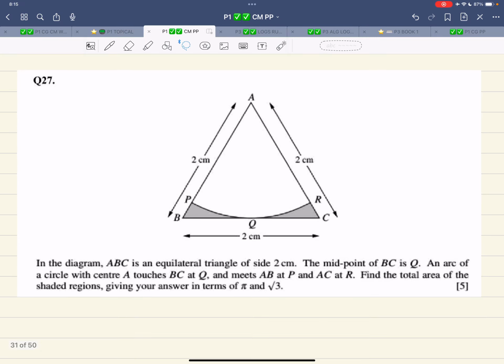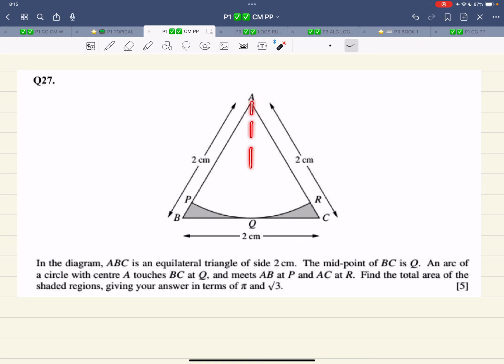Now it says in the diagram, ABC is an equilateral triangle of side 2. So this is 2, this is 2, this is 2, this is 60, 60, 60. The midpoint of BC is Q. That means if I drop a perpendicular, technically it's an equilateral triangle, but we can also consider it as an isosceles. This bisector will divide this 2 into 1 and 1. An arc of a circle of center A touches BC at Q and meets AB and AC at P and R. Find the total area of the shaded region.